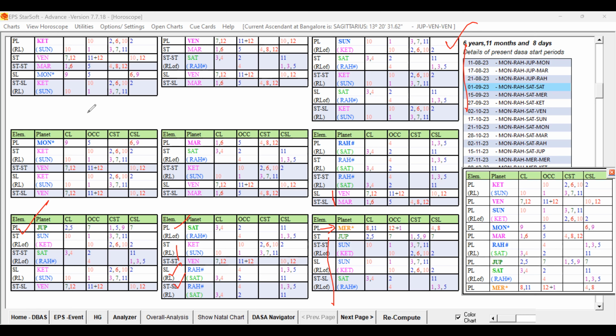So the native actually got married in Sun Dasa, Jupiter Bhukti, and Sun Antara itself. So that way, following the steps, we can easily identify. I have not taken step number 5 and 6, that is in the method of analysis, that is support planets and rulers link for all the planets.